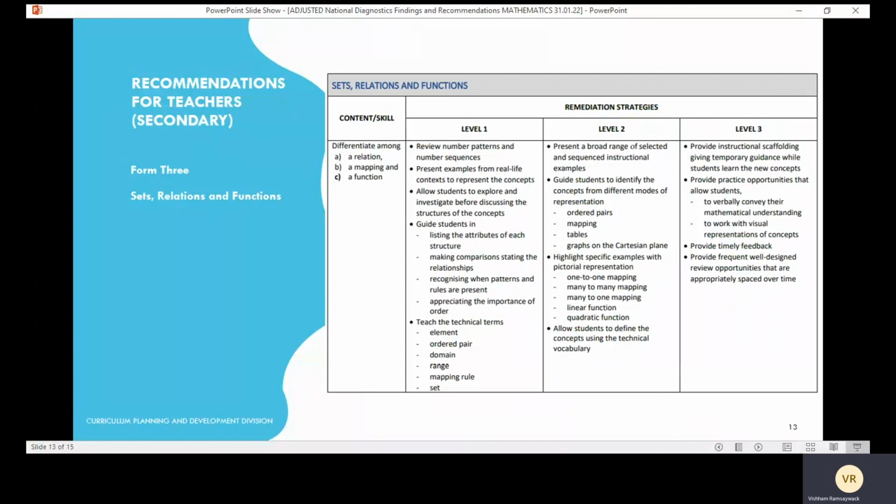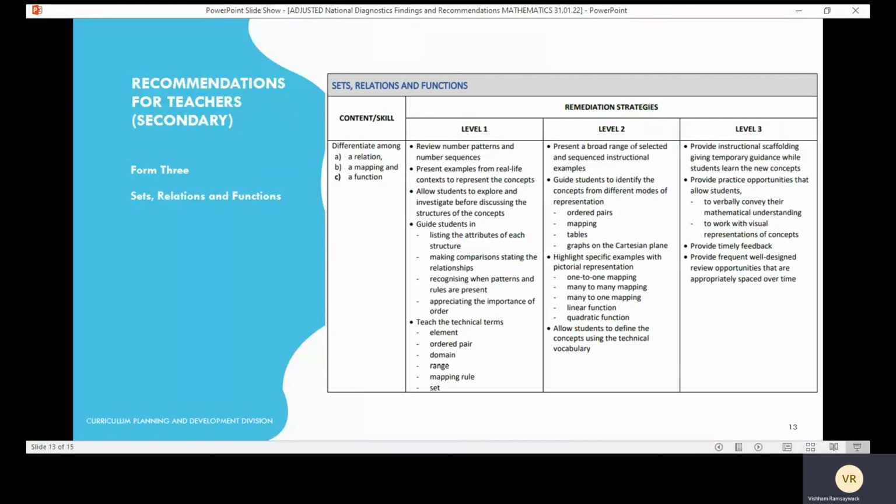At level 1, we want to encourage our students to work with the concrete examples and real-life examples. Have students review number patterns and number sequences. Have them use real-life examples to represent the concepts. Guide students in listing the attributes of each structure, making comparisons, stating the relationships among numbers, recognizing when patterns and rules are present, and appreciating the importance of order.